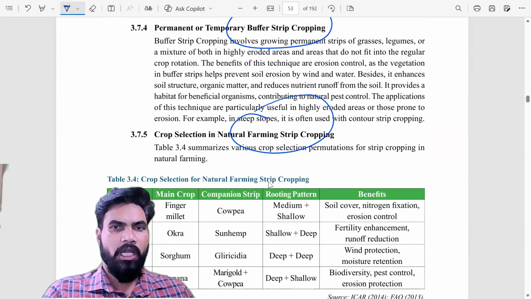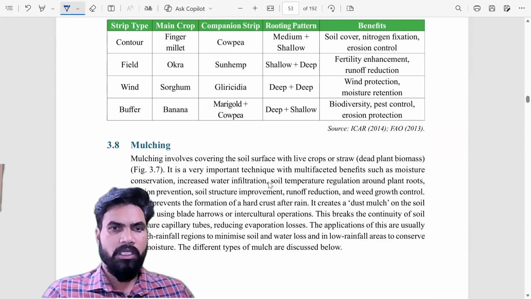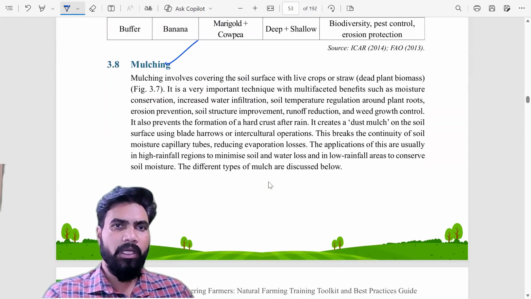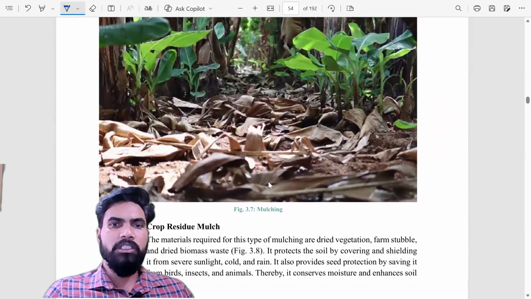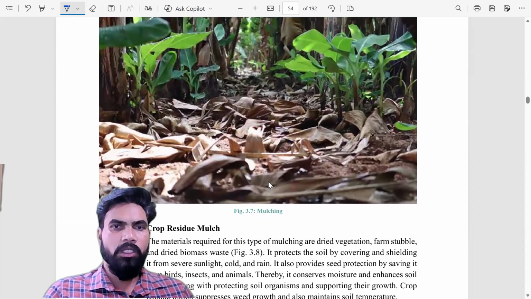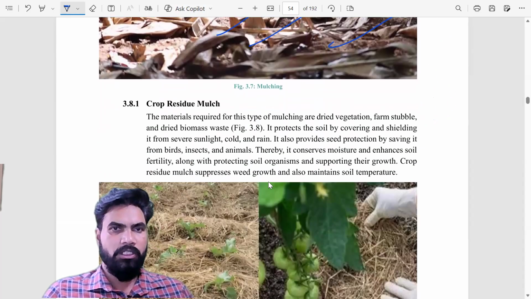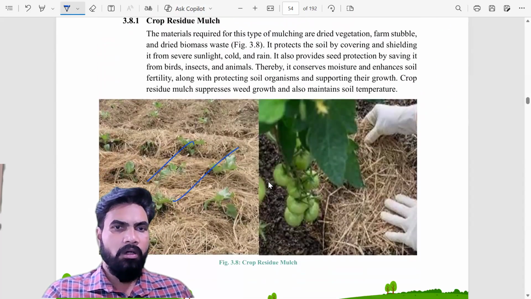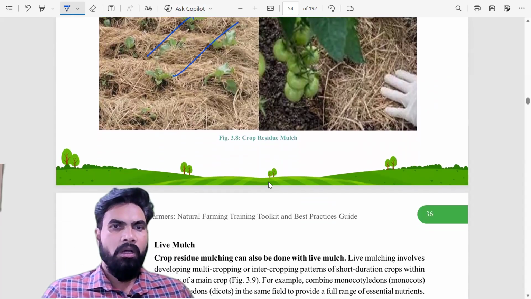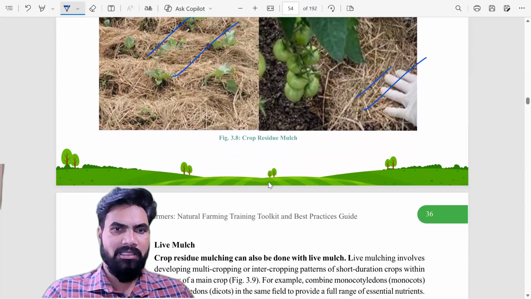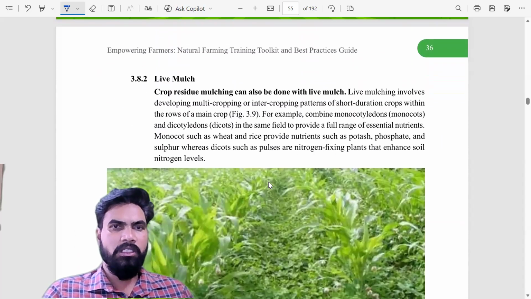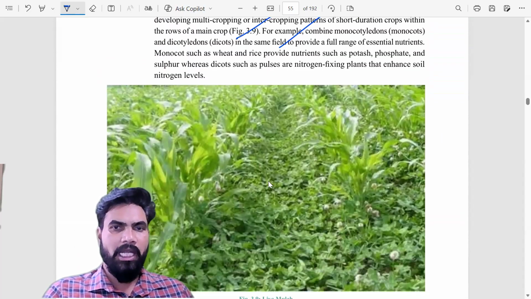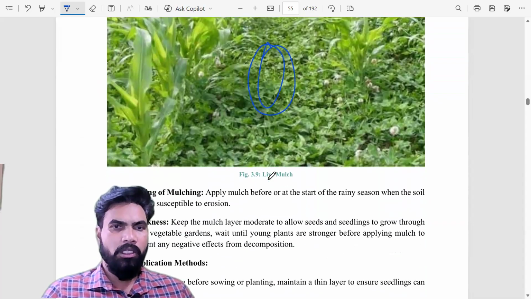Crop selection in natural farming is also discussed. Then mulching is also discussed elaborately. Now you can see how the topsoil is covered with crop residue, that is called mulching. Here the crop is covered with straw, rice straw. Here it is covered with grass. Then live mulch is also there, where a green crop is grown on the topsoil.